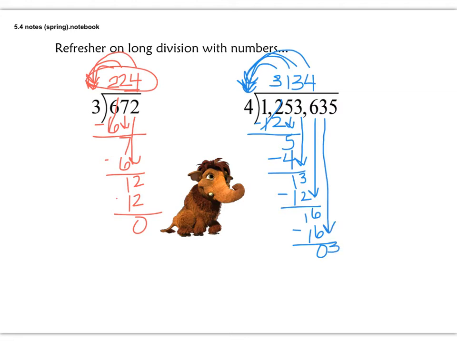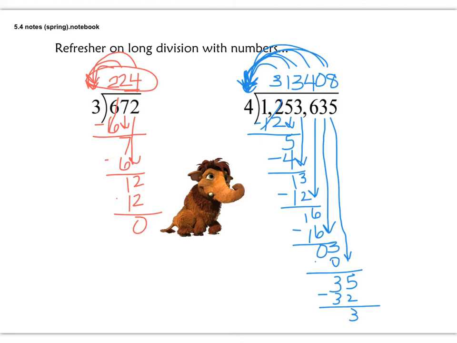How many times does 4 go into 3? Well, it doesn't, so 0. 0 times 4 is 0. And subtract. We get 3. Bring down the 5. How many times does 4 go into 35? And that would be 8. And we multiply. 8 times 4 is 32. And subtract. And we have 3 left over and nothing left to bring down.